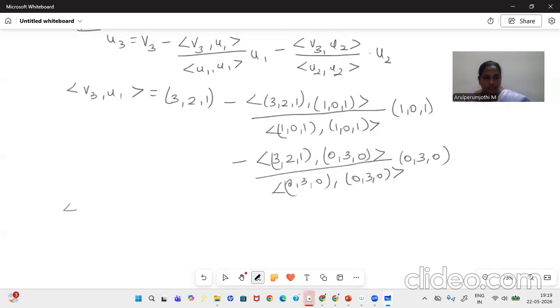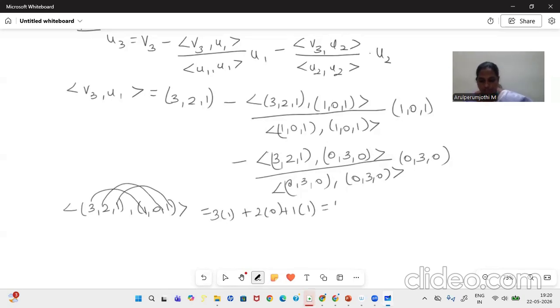So we'll find one by one. The inner product of (3, 2, 1) and (1, 0, 1). So what is the formula? You just multiply the terms individually and then add them. That's all. So it is 3 times 1 plus 2 times 0 plus 1 times 1, which is equal to 4. And we have already found the inner product of u1 comma u1, right? So the answer is 2, in the previous step.